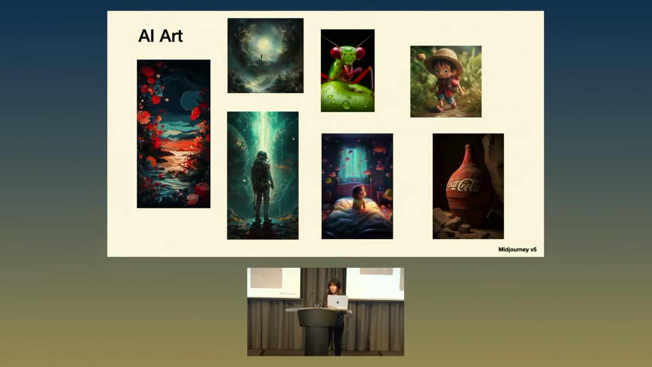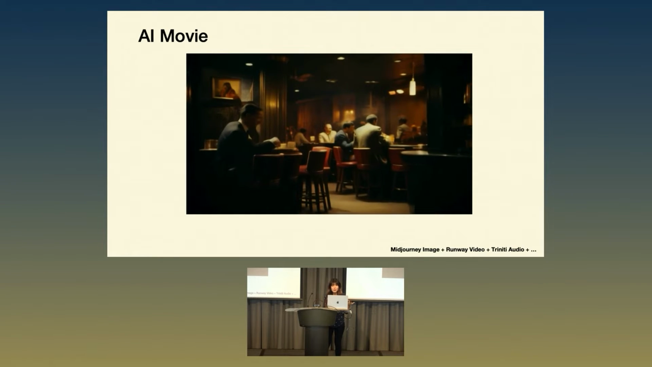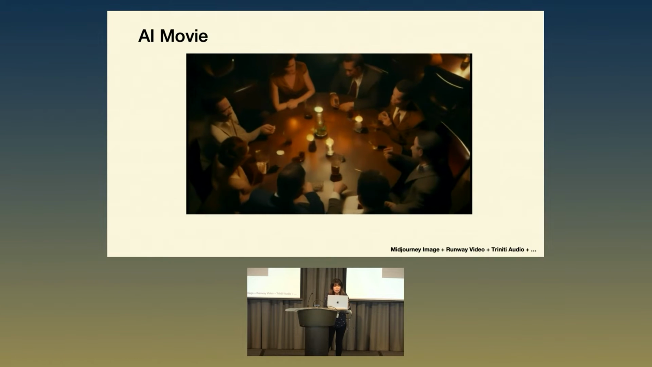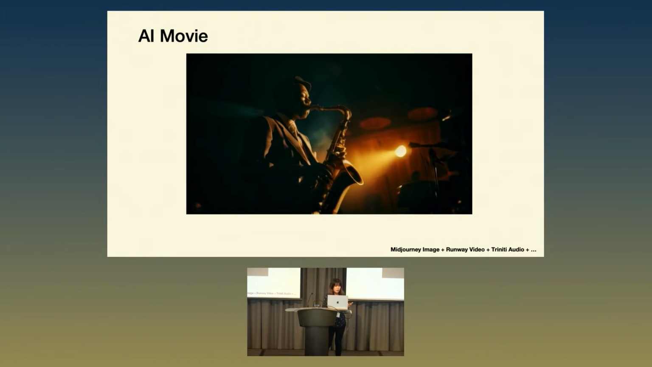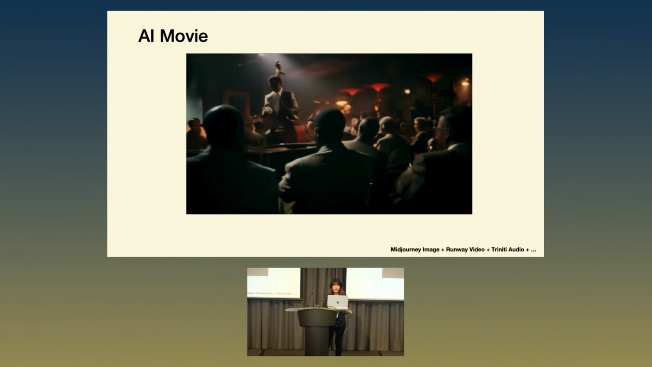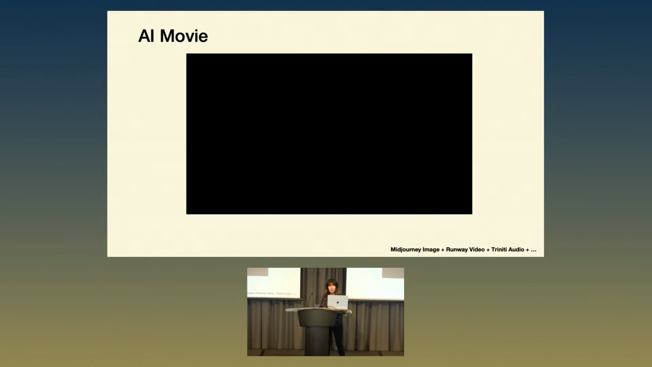With diffusion models, we are able to generate, say, AI art with Midjourney V5. And as Jeff also mentioned, it's also possible to generate even an AI movie by combining different generative models. Say this is a generation combining Midjourney image generation, Runway video generation, as well as Trinity audio generation. All of them are powered by diffusion models. And of course, you can make this whole process even more automatic by, say, recruiting a large language model as the AI agent.